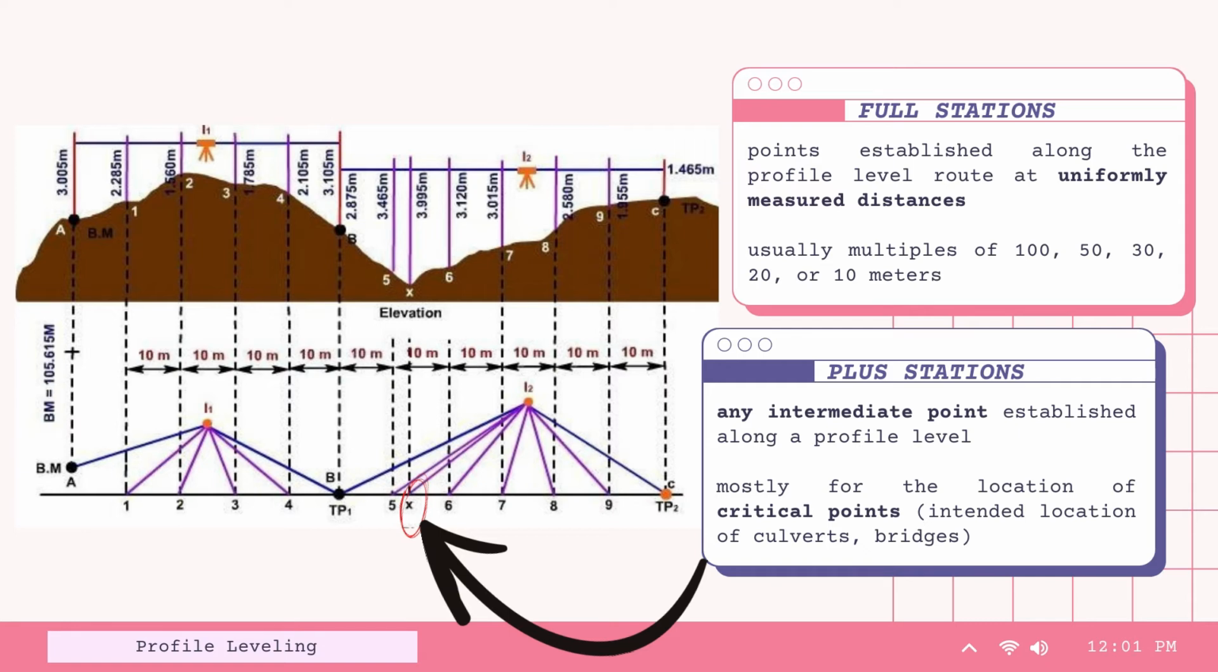On the other hand, a plus station is any intermediate point established along a profile level, mostly for the location of critical points, such as the intended location of culverts and bridges. We can see in the figure that the station designated as X is a plus station, since it is not uniformly distanced from the rest. It is also the lowest point of the profile, from which it can be concluded that plus station X is located at a critical point.